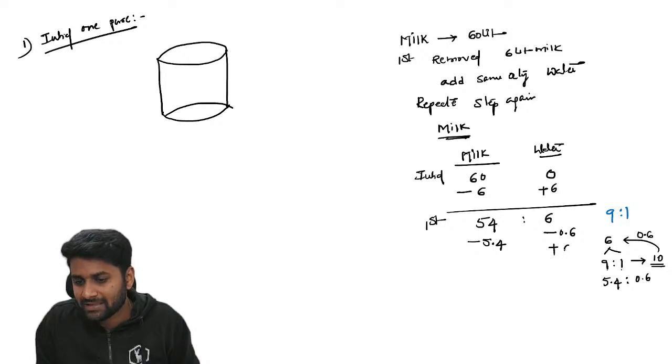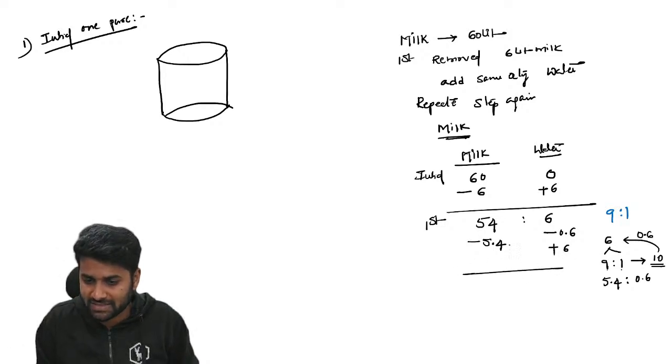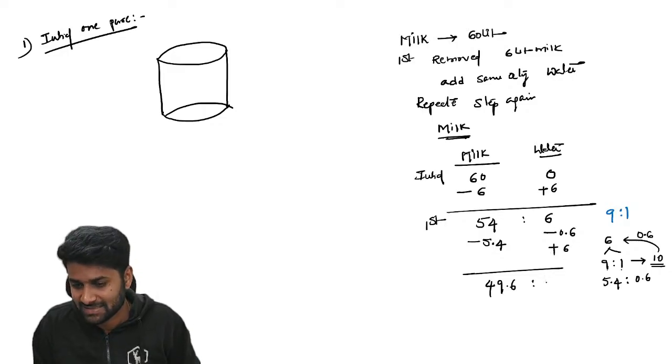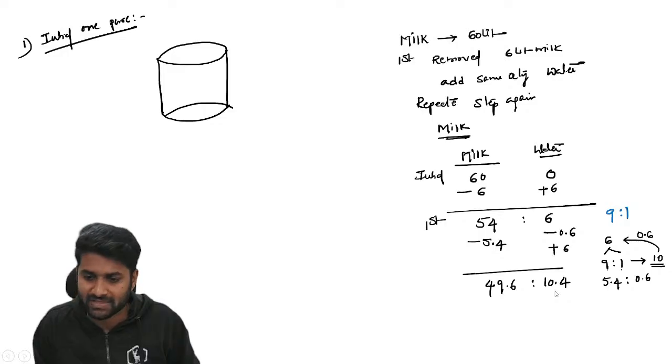Again, we have to add 6 liters of water. After this step, 54 minus 5.4 is 48.6. And what is the other value here? 6 minus 0.6, and again we have to add plus 6. Then the value becomes 11.4. Clear? Sorry, it's 10.4. Is it clear?